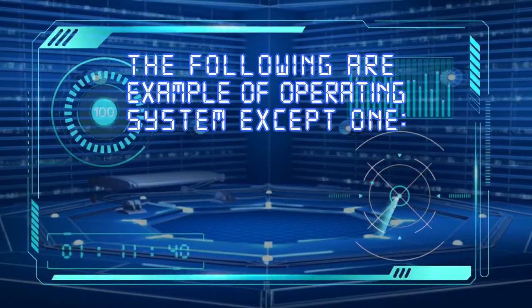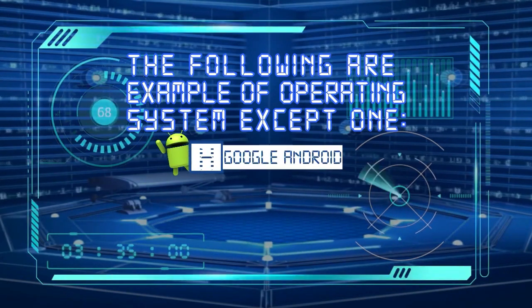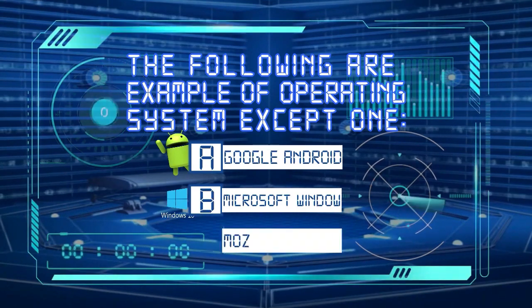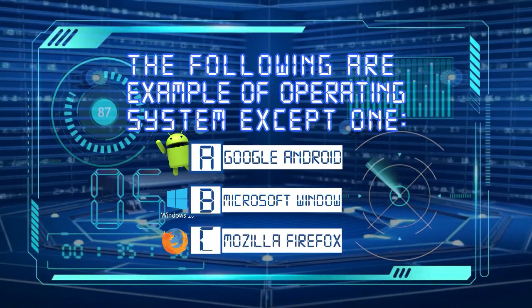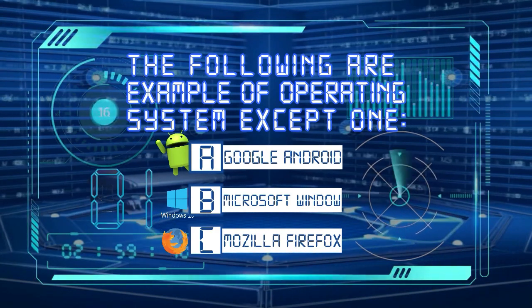Number 1. The following are examples of operating system except for one. A. Google Android. B. Microsoft Windows. C. Mozilla Firefox. 5, 4, 3, 2, 1.